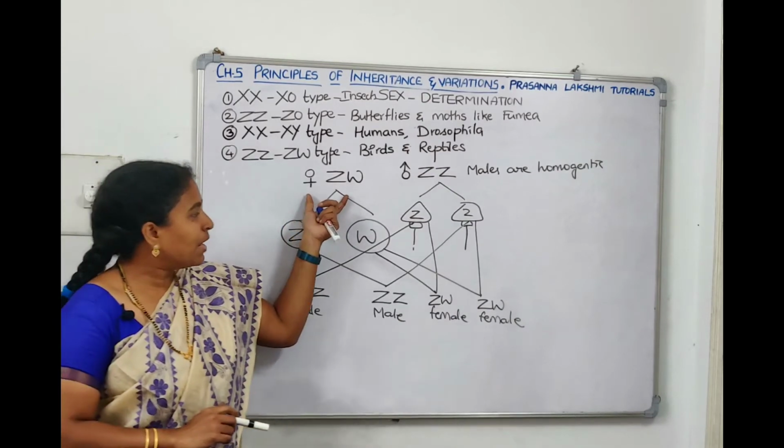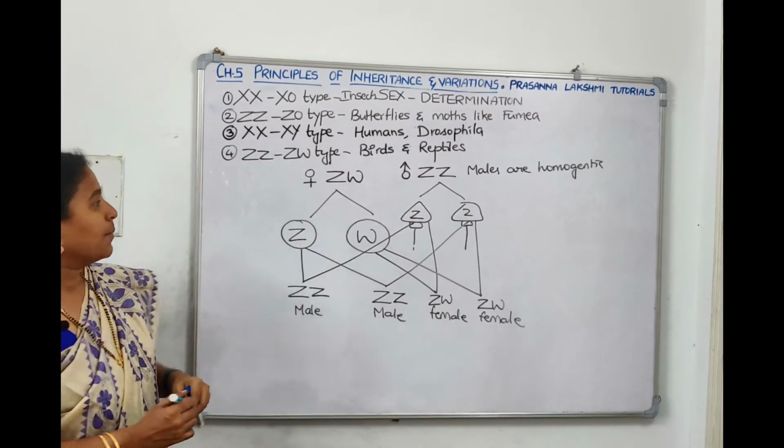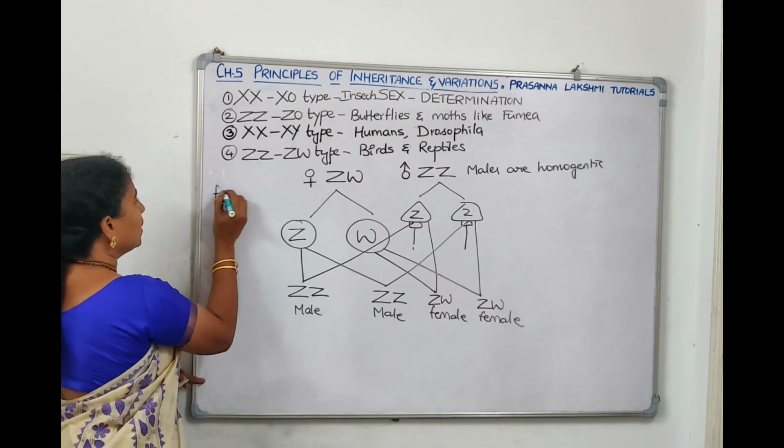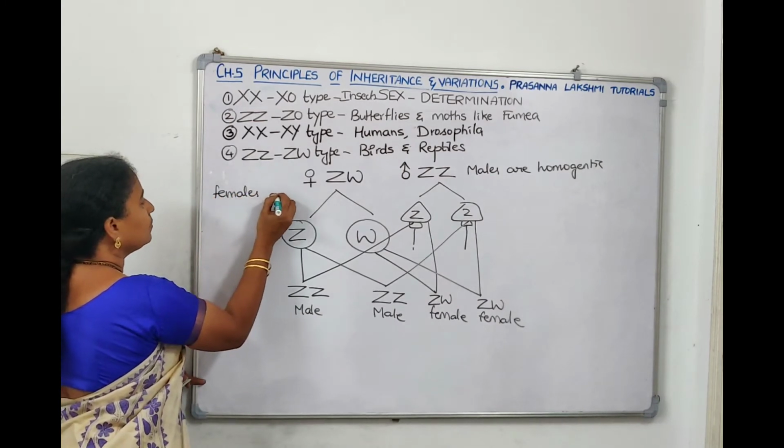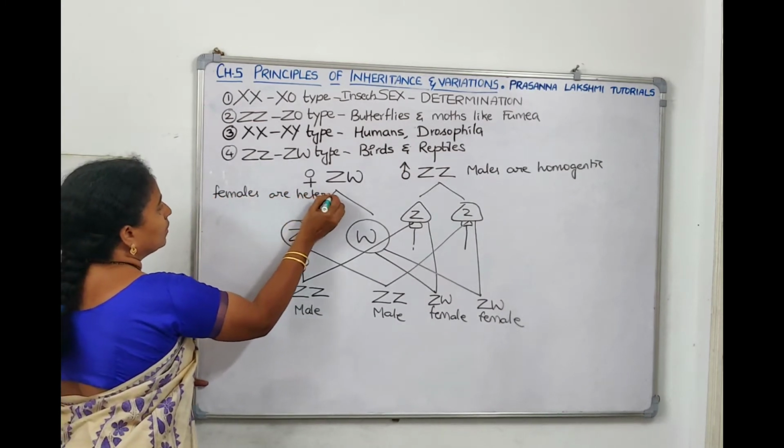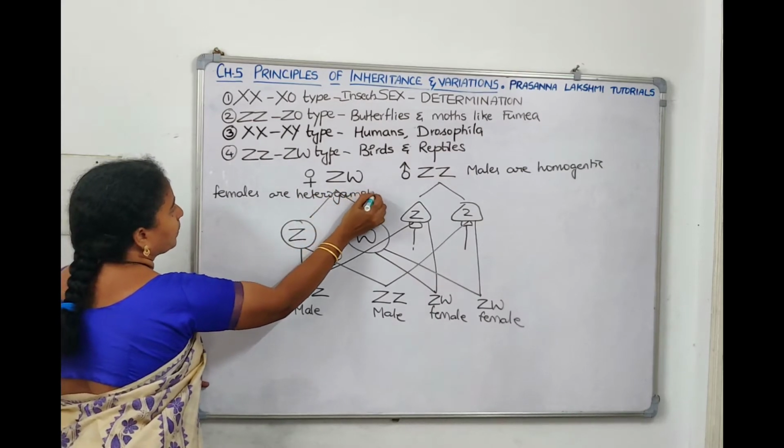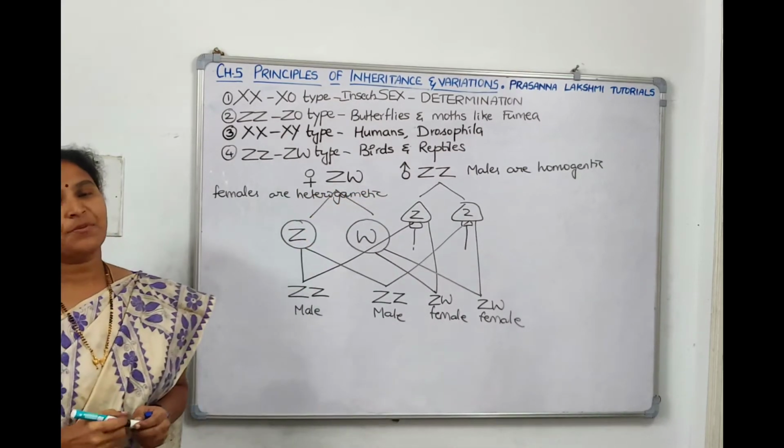So that means females are heterogametic because they make two types of eggs here. Males are homogametic. So this is the fourth type of sex determination.